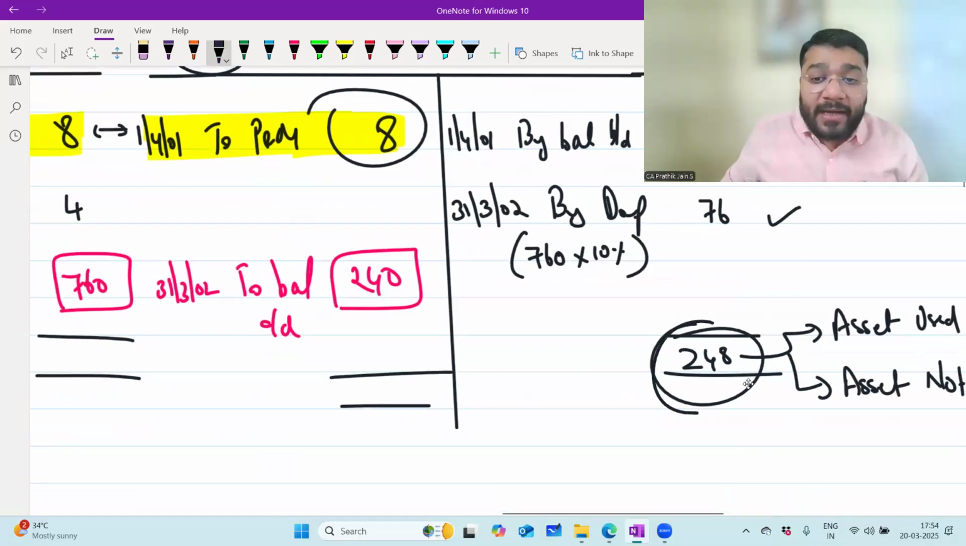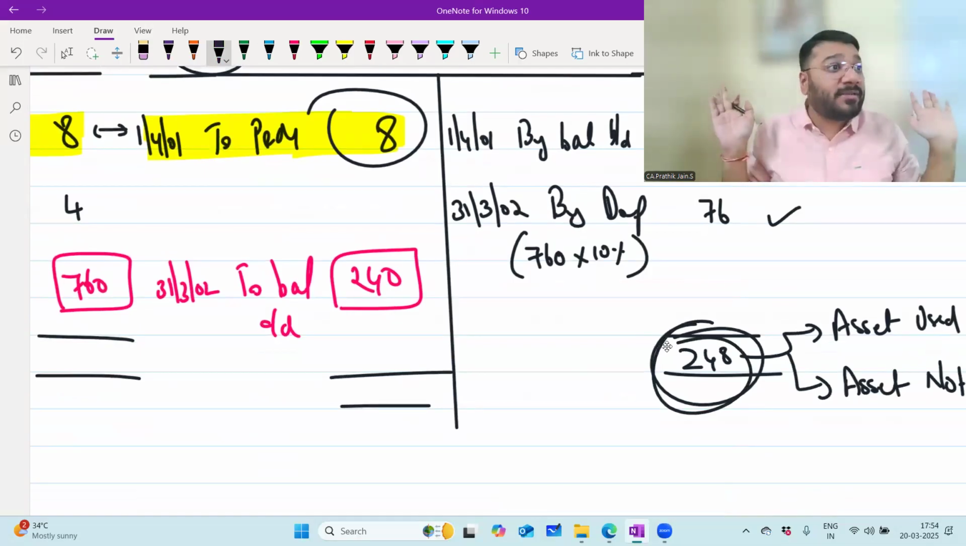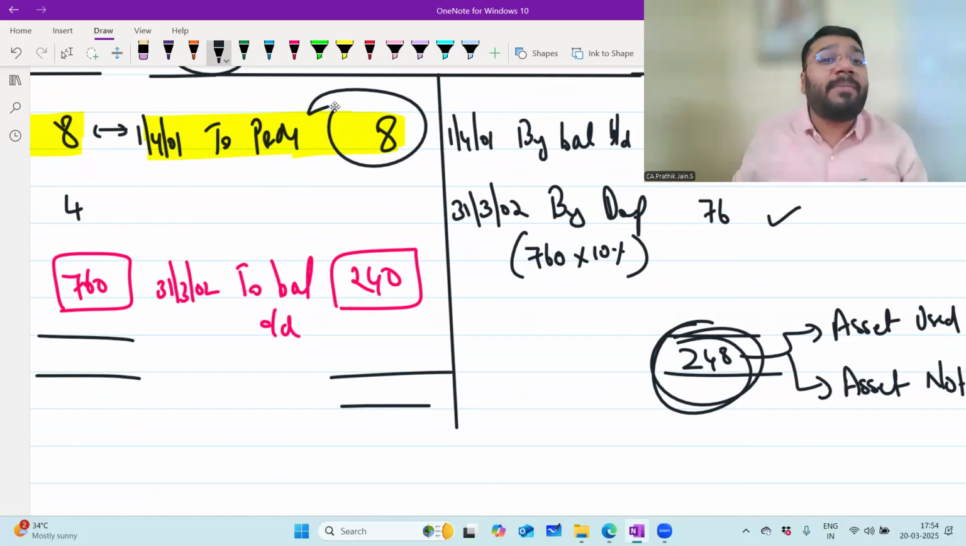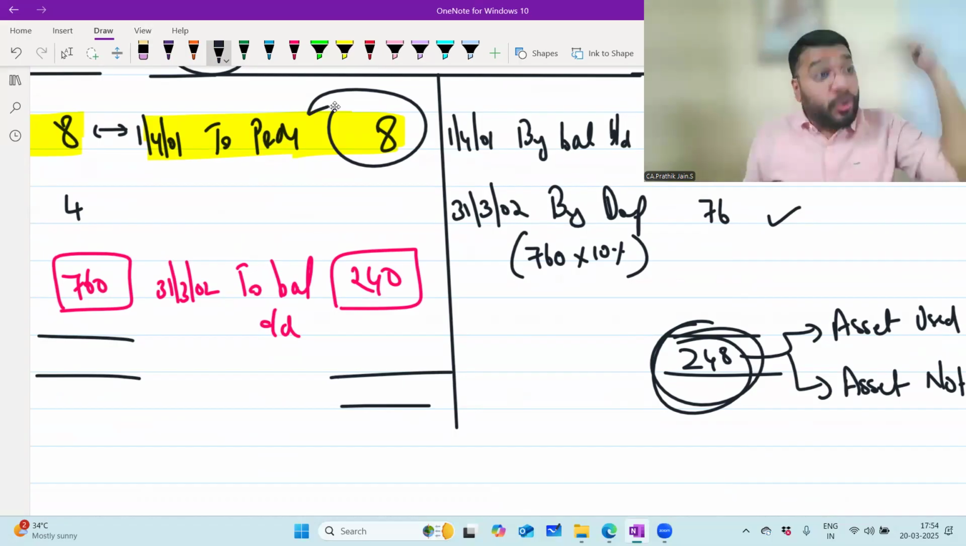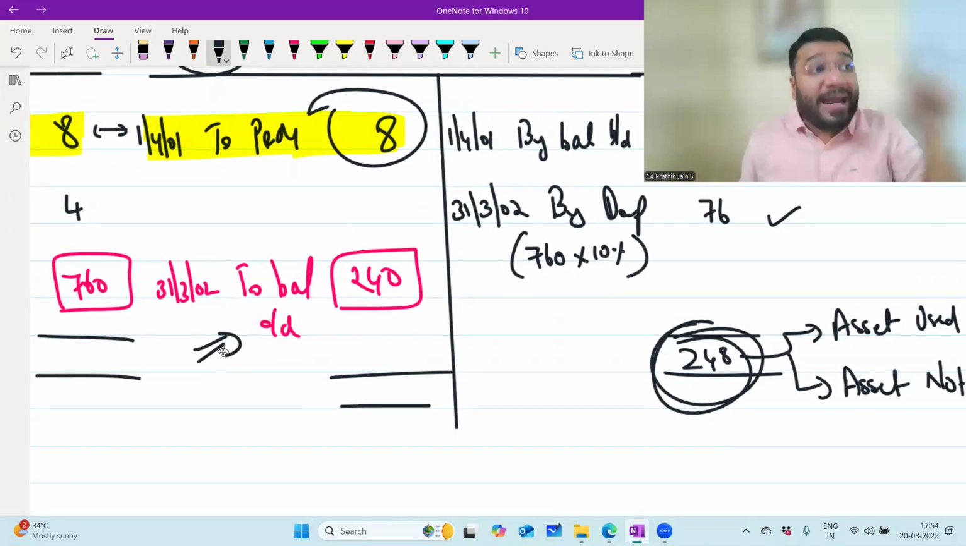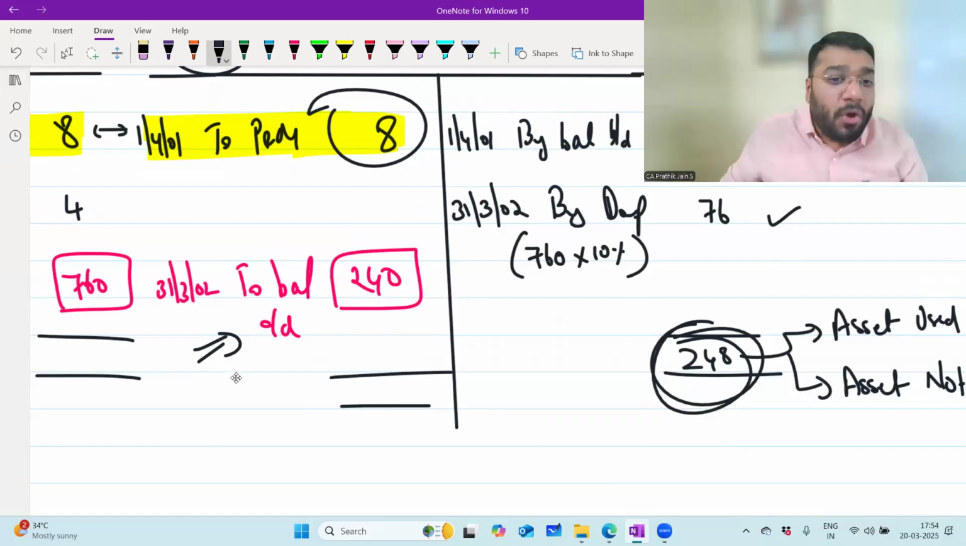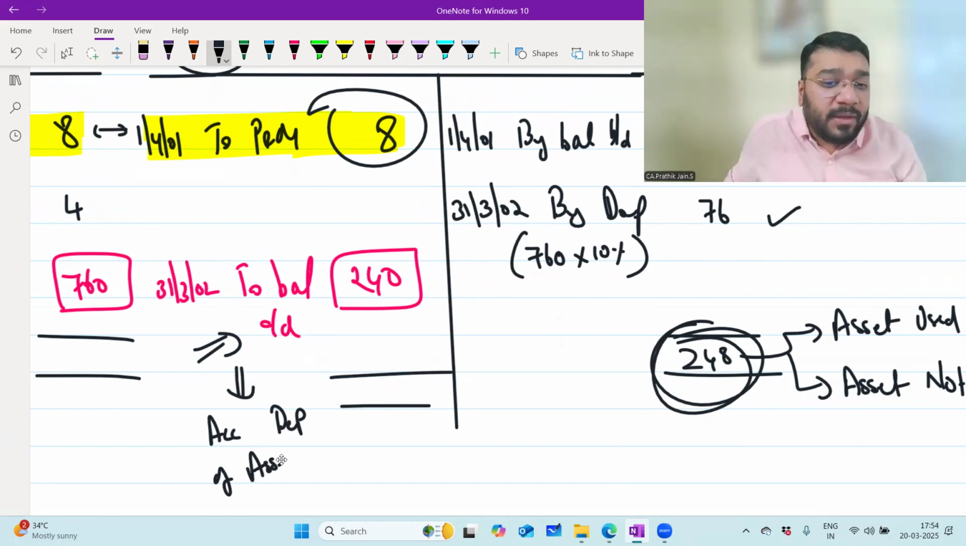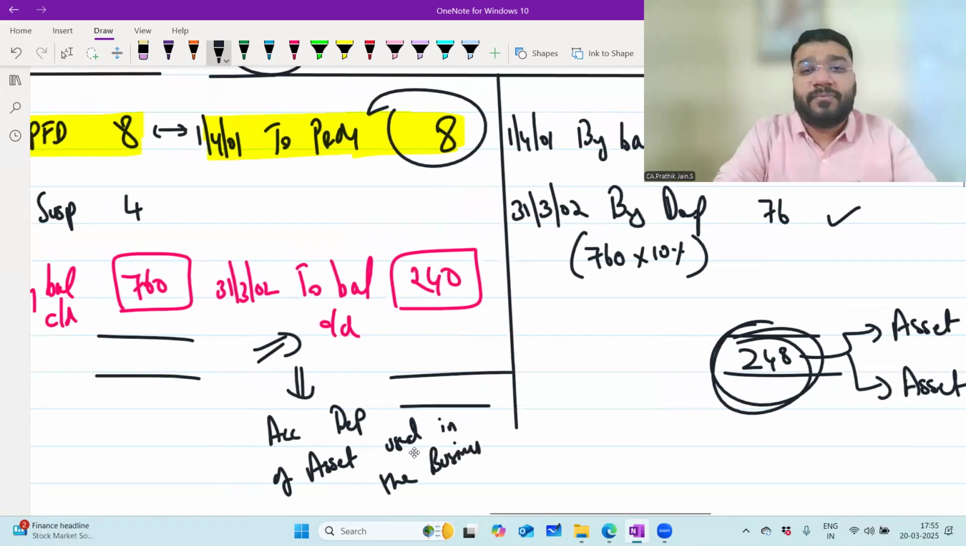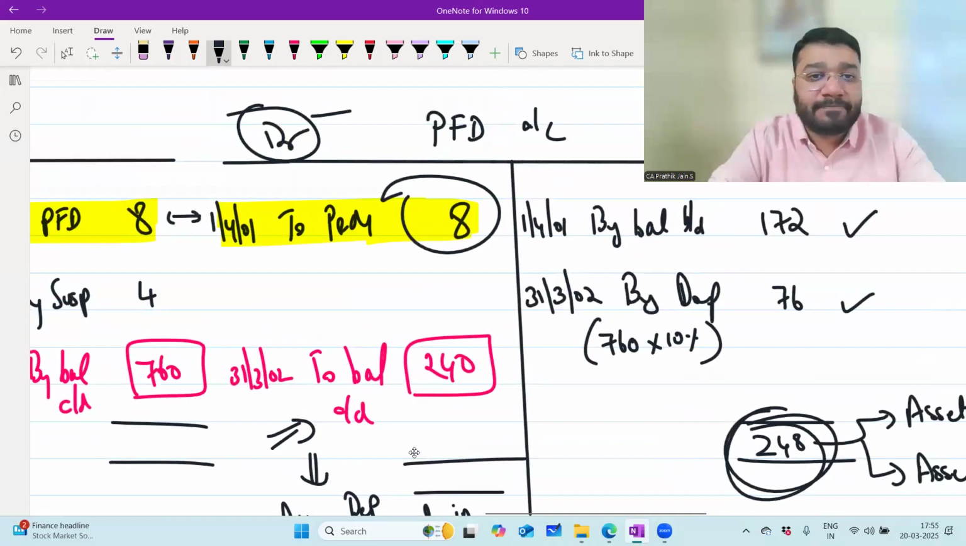If I total 248, this is the total depreciation of all the assets, whether used in the business or not used in the business, everything put together. From that, I'm minusing the accumulated depreciation of that asset which is not used in the business, so that I get the accumulated depreciation of that asset which is still being used in the business. Always this should be accumulated depreciation of asset used in the business. Please make a note. Very, very important. Everything is sorted.